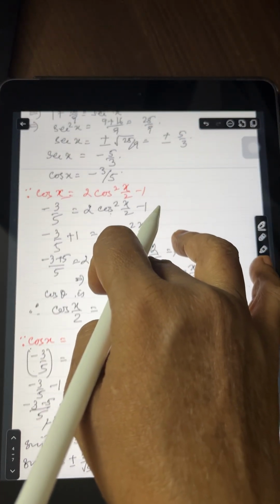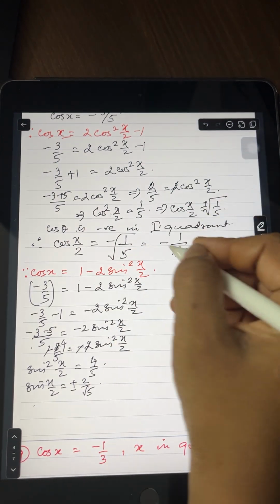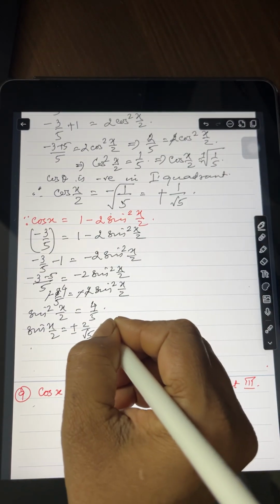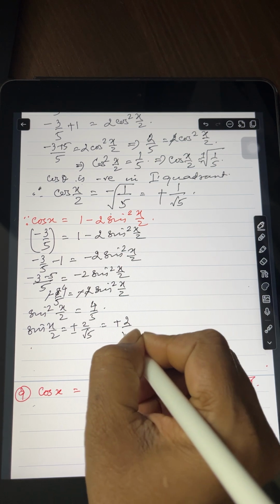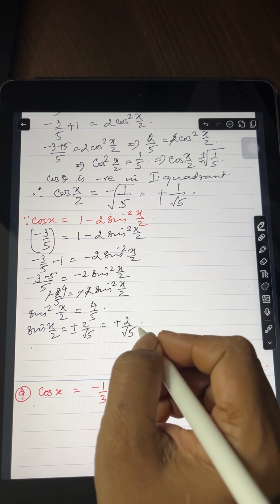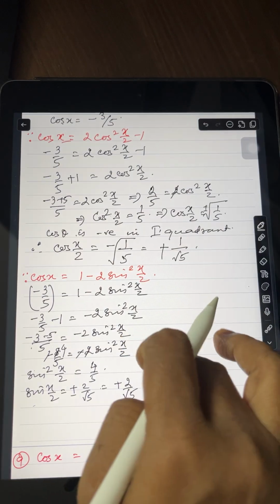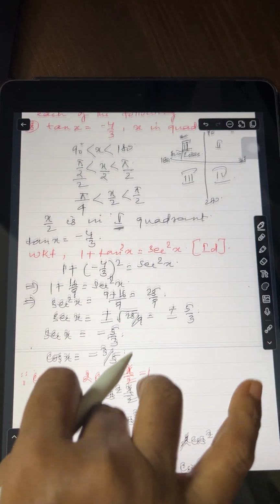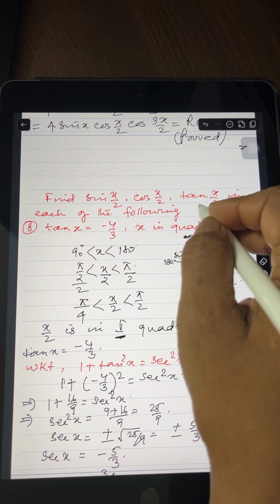So this will be plus, not minus, plus. Now you see, in the first quadrant it is plus 2 by root 5. So sin x by 2 is plus 2 by root 5. Okay, now you got sine and you got cos also. So now you will have to find out tan.